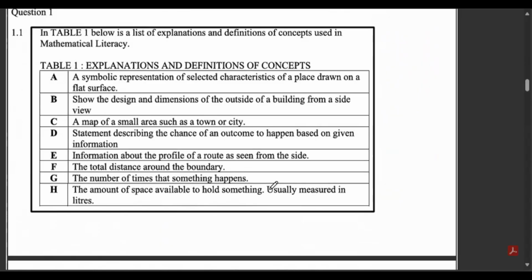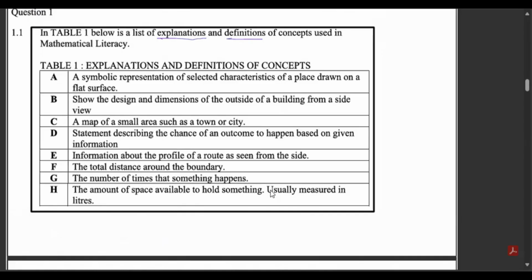All right, let's look at this. It says, yeah, this is why you need to remember some definitions. You need to match. Let's just guess and see what we are looking at. It's a table, a list of explanations and definitions of the concepts. The definitions are down there, but these are explanations. Okay, so these are definitions.